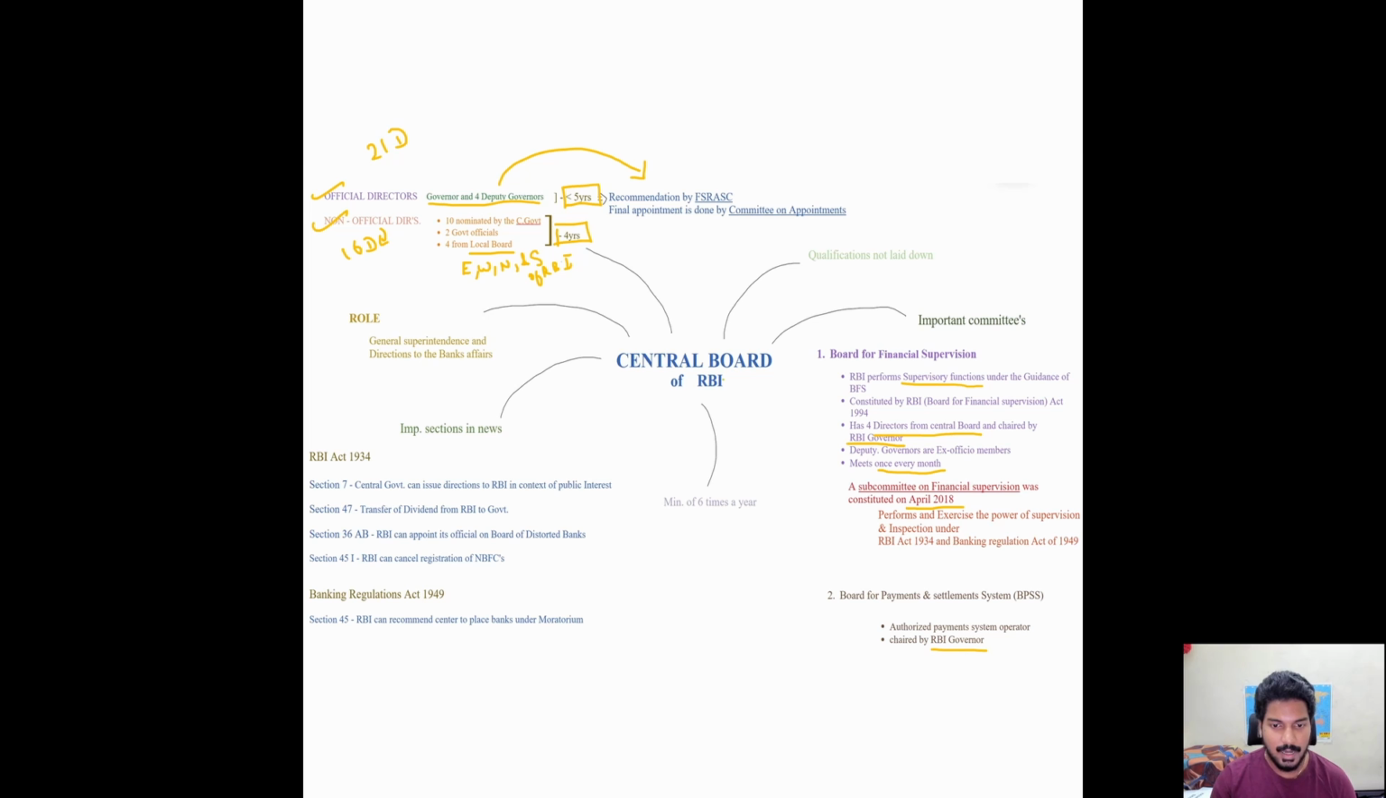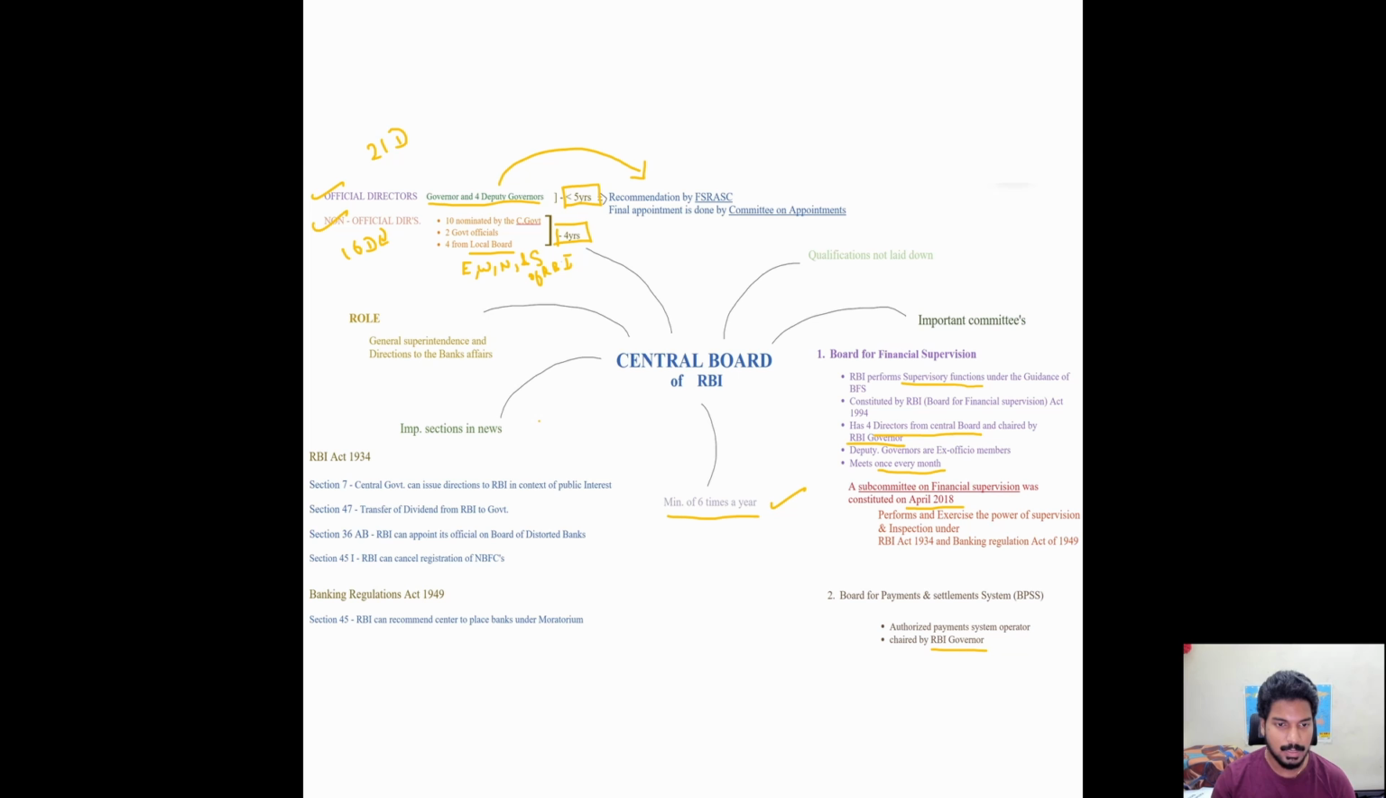Then the Central Board of RBI will meet a minimum of 6 times in a year. The frequency of the meetings of the board is also important, which you have to keep in mind for the UPSC prelims examination or mains, wherever you can use this point.